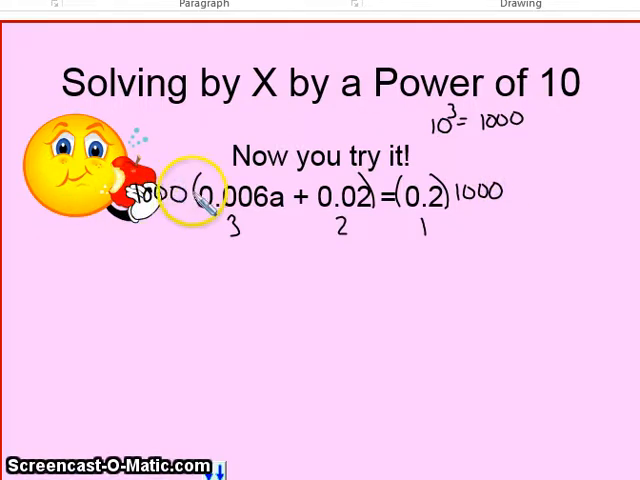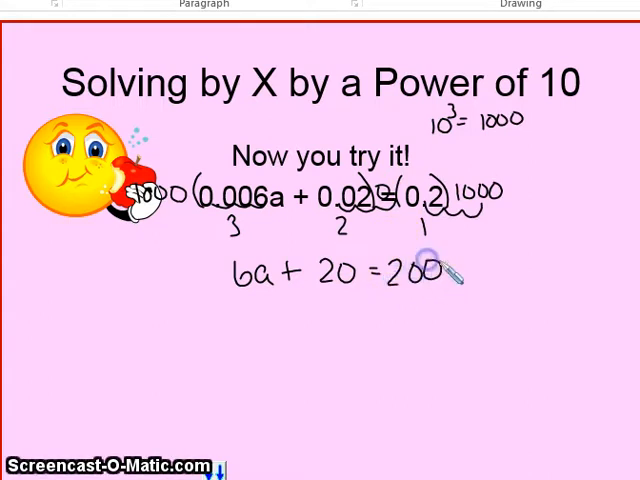Alright, since I'm multiplying by 1,000, I can move my decimal points 3 places to the right, because 1, 2, 3 zeros. So here, 1,000 times 0.006 is 1, 2, 3, and I'm just left with 6a. 0.02 times 1,000, if I move my decimal point 3 places to the right, 1, 2, 3, we assume there's another 0 here, it's 20. And on the right side of my equation, 0.2, if I move my decimal point 3 places to the right, I've got a 2 and then 2 zeros, so 200.